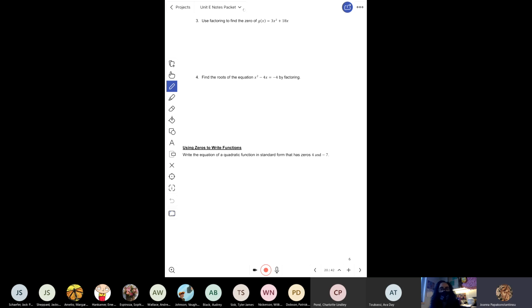So if I'm looking at number 4, I see it's a quadratic equation, but I don't see it written in a form where I can set it equal to zero. So what might be the first thing you'd want to do? Yes. Okay, that's going to give me x squared minus 4x plus 4 equals 0. Now, can I factor the left-hand side? Maybe you see it, maybe you don't. Is it a perfect square trinomial?